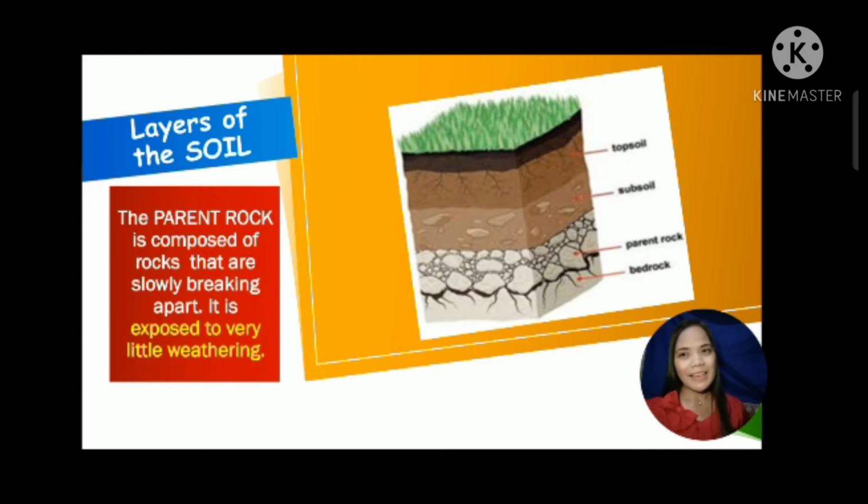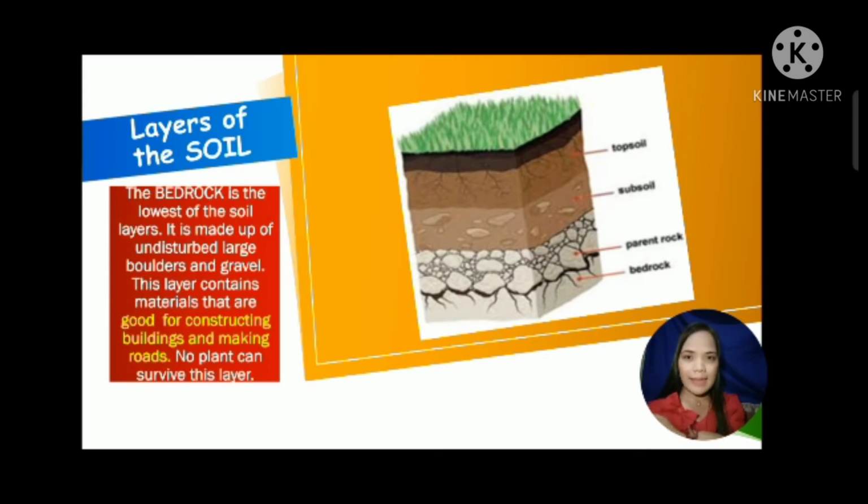The third layer of the soil is the parent rock. It is composed of rocks that are slowly breaking apart. It is exposed to very little weathering. Okay, so this is the third layer of the soil, the parent rock. Parent rock, we must bear in mind that this is exposed to very little weathering.